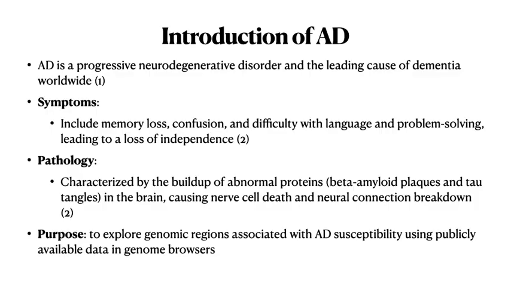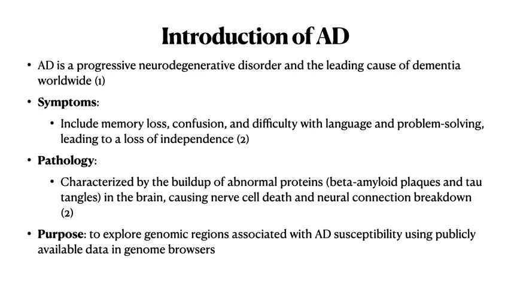So, an introduction to AD: it's a progressive neurodegenerative disorder that's a leading cause of dementia worldwide. The symptoms include memory loss, confusion, difficulty with language and problem solving, and ultimately leads to a loss of independence. The pathology in the brain is characterized by a buildup of abnormal proteins, these beta amyloid plaques that we'll talk about later, and also tau tangles. It causes nerve cell death and connection breakdown in the brain.